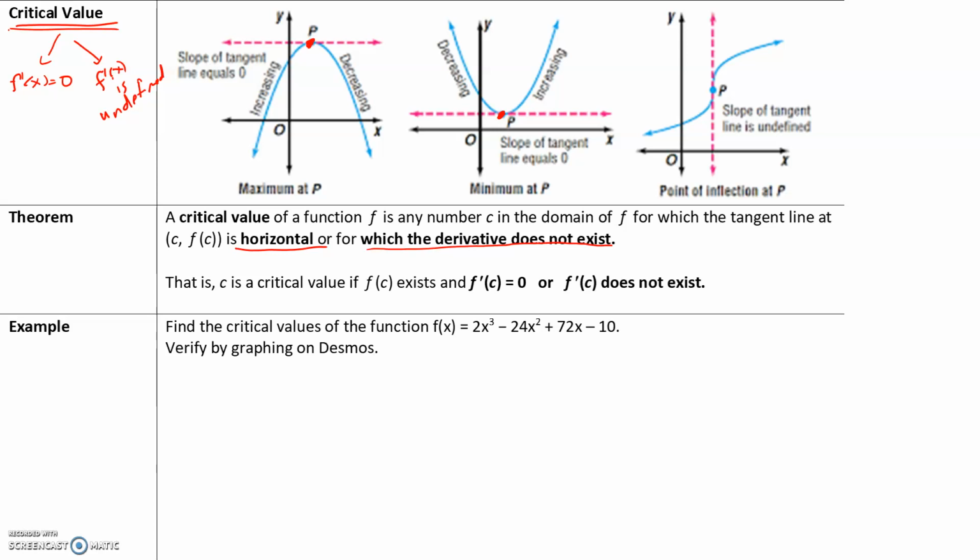Here's an example. Let's find the critical values of the function f of x equals 2x cubed minus 24x squared plus 72x minus 10. And we're going to verify by graphing this on Desmos. So first of all, when you see the term critical value, we think about these two conditions, that the derivative has to be 0 or the derivative has to be undefined. In either case, we need to know what the derivative is. So start associating critical value with the first derivative.